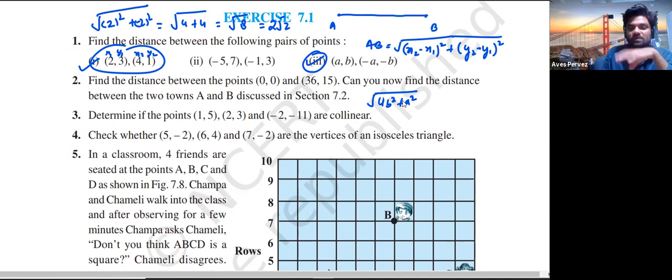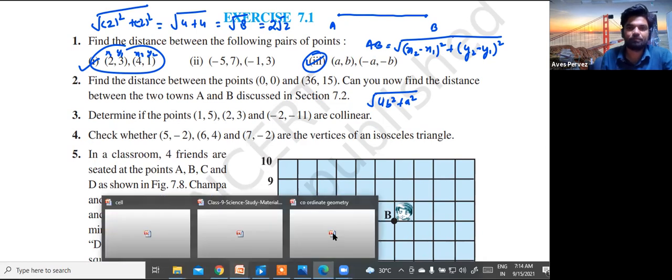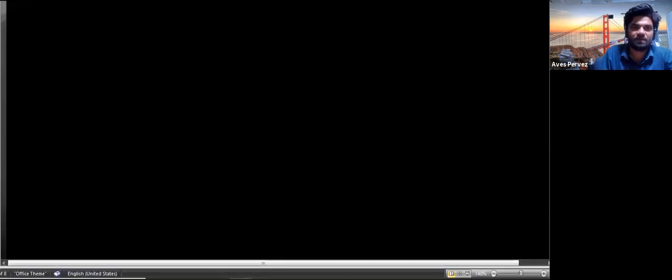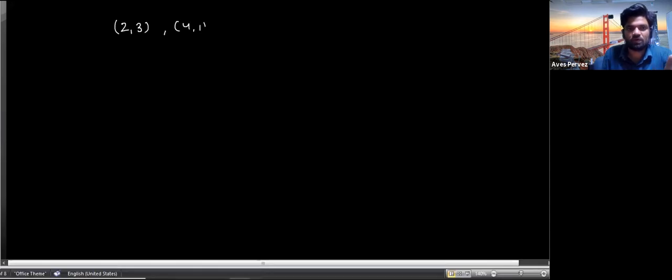How did you do this one? Let me explain here. Wait a minute. If I say there are two points, one is 2 comma 3 and the other one is, I think, 4 comma 1. Yes, these are the two coordinates A and B, and we need to calculate the distance between these two points.